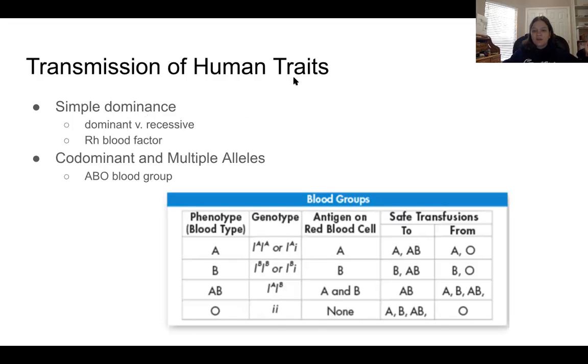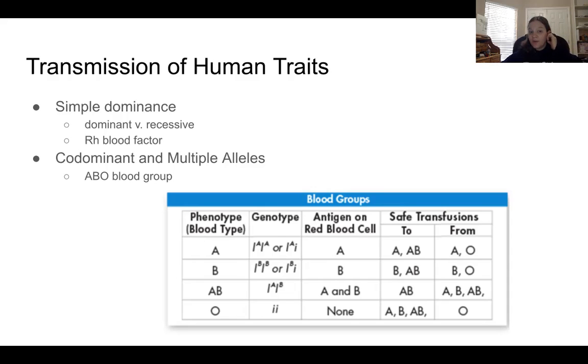So we've talked about human traits a lot, especially if you think back to chapter 11. So we're going to bring out some of that again. In humans, we can have traits that are just simple dominance, right? You have a dominant or a recessive. So for instance, the Rh blood factor, whether you have a positive or a negative blood type, positive is dominant to negative. So if you get a positive Rh factor from one parent, then you are positive blood type.